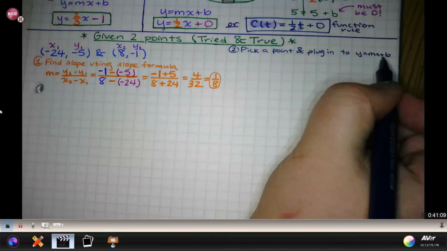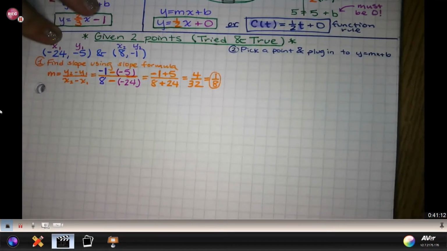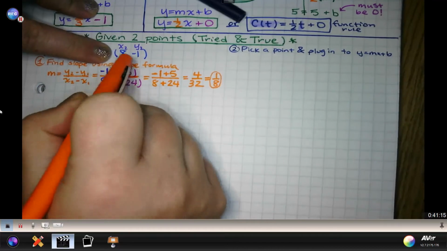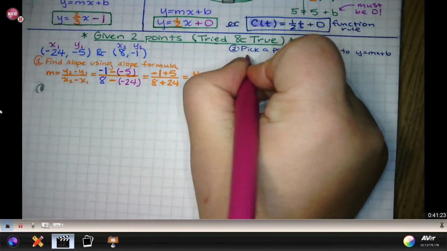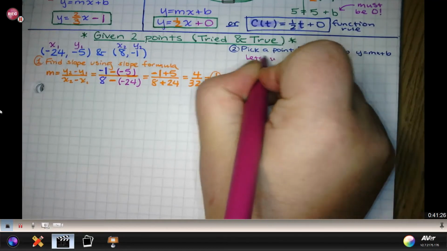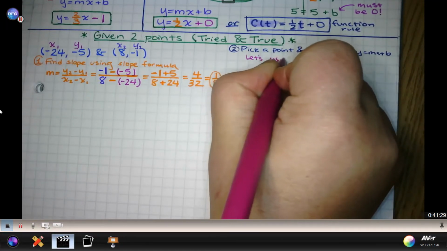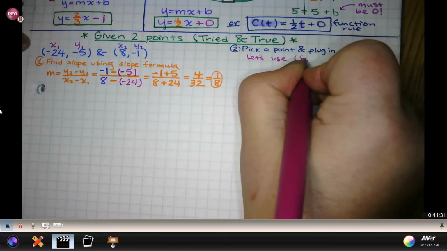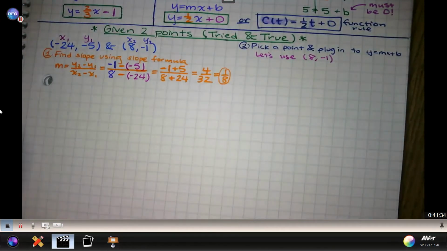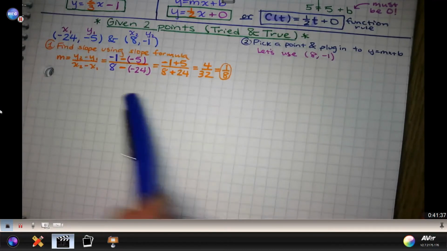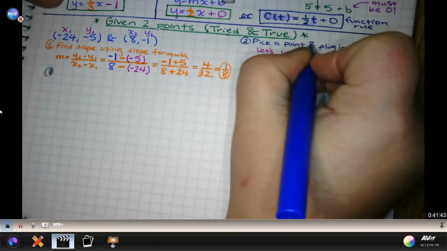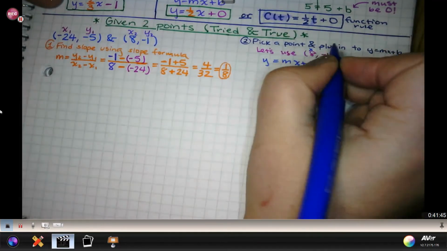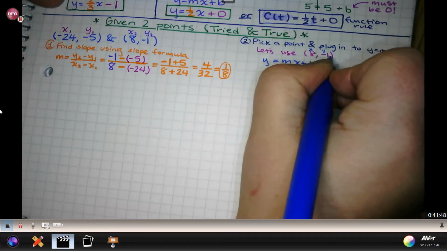Okay, because we want to find b. That's our goal. We don't know what b is. We want to find it. So it doesn't matter which one you pick. I'm going to pick this one because it at least has one positive number. So I don't want to use that color. Let's use 8 comma negative 1. Okay. So that means when we look at y equals mx plus b, the first number is our x value, that's the 8. Our second number is our y value, which is the negative 1.